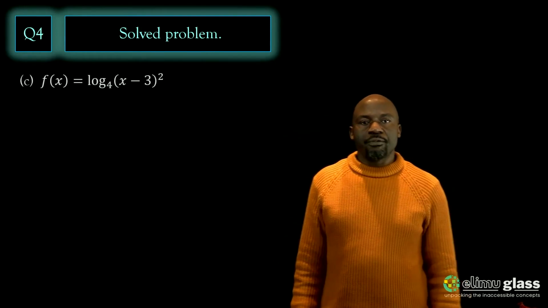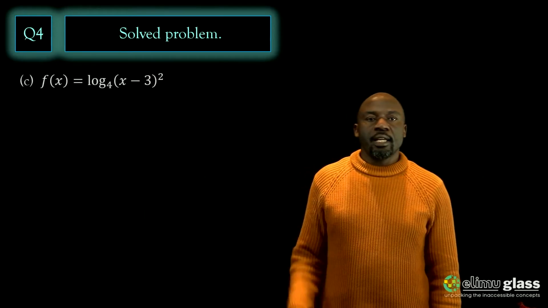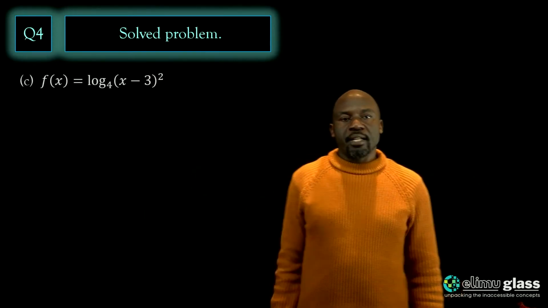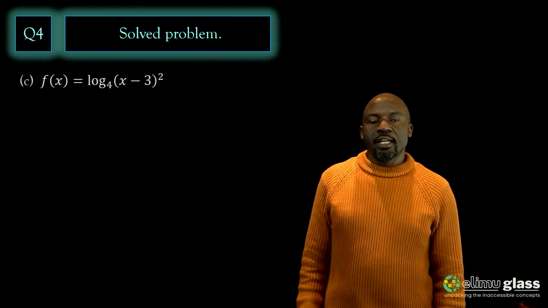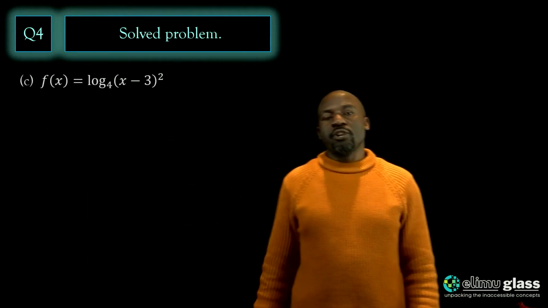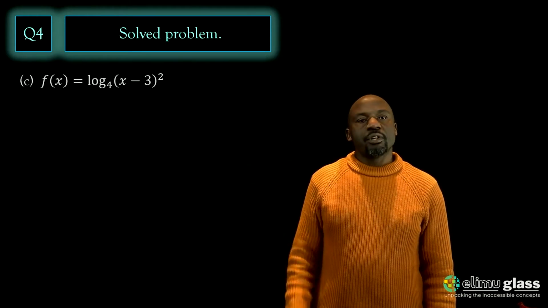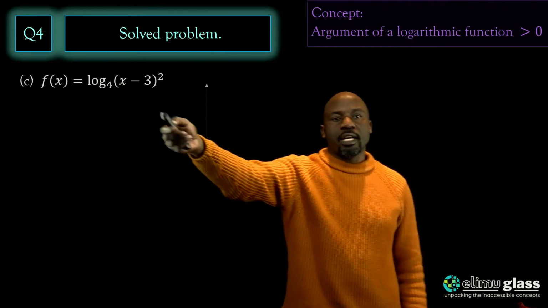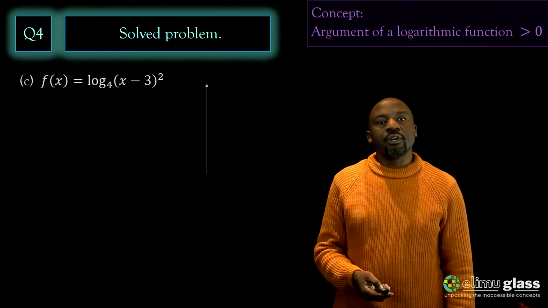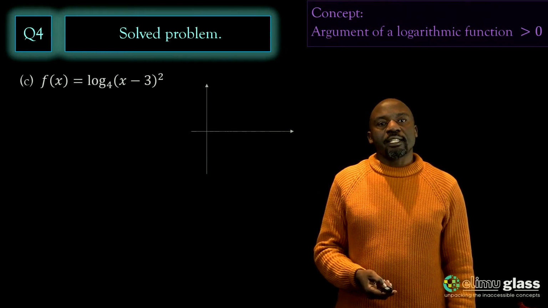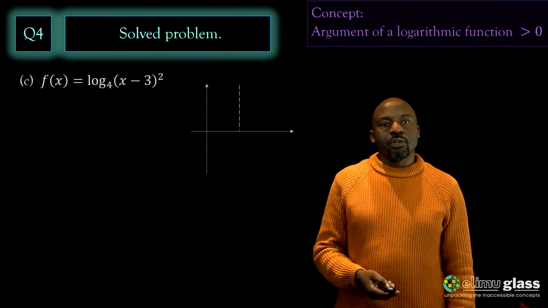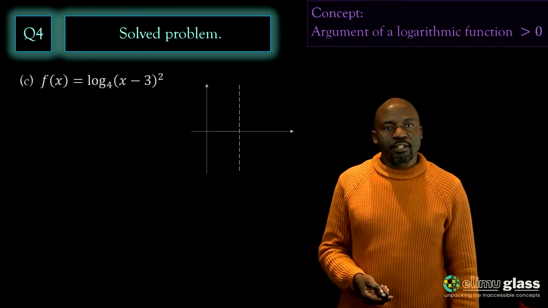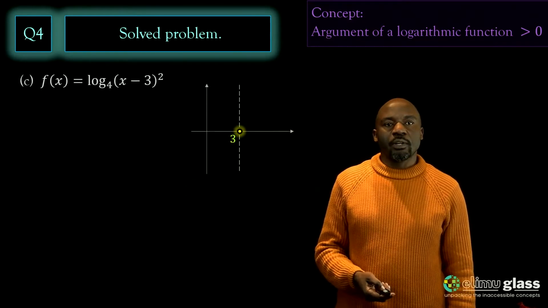Number 4, f of x is that, once again, x minus 3 squared has to be greater than 0. Similarly, if you solve that, you should get x is greater than 3. Okay, we don't need to do much now. If you have the idea, you should find that x has to be greater than 3. So there is a vertical asymptote at x is 3. Okay.